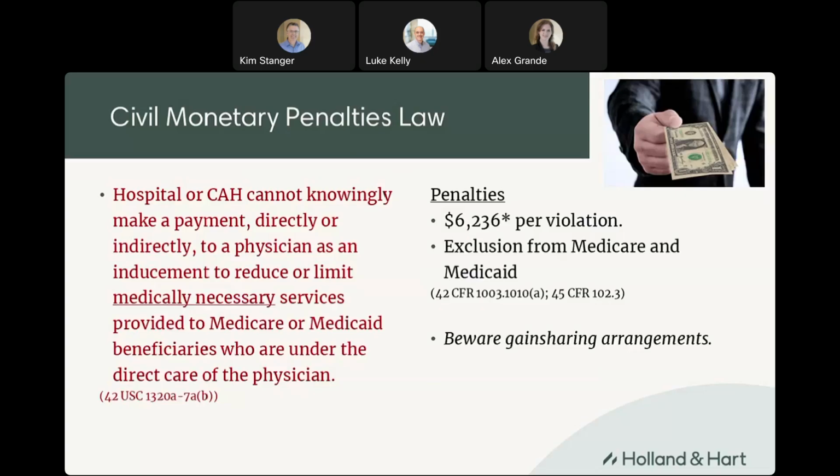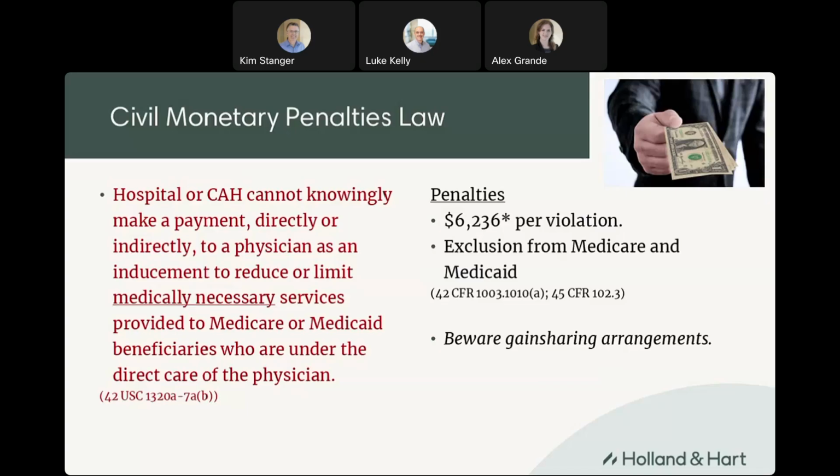And the purpose of this is that when the government switched to the prospective payment system, where the government theoretically pays X dollars for a given diagnosis code, they were concerned about situations where hospitals would go to physicians and say, hey, if you help us reduce costs, we will share some of those cost savings with you. The government was concerned about that, and therefore they passed this law that basically prohibits offering those inducements to physicians or other providers to reduce medically necessary services.